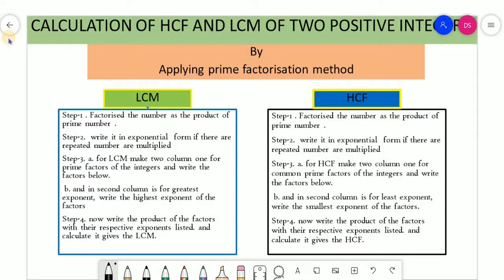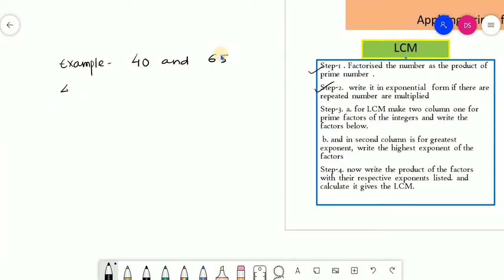Okay, first one, factorize the number as the product of prime numbers. If we want to calculate LCM, we first have to factorize all the numbers as the product of prime numbers, and the second step will be to write the product in the exponential form of the prime numbers. Now I am going to factorize it as the product of prime numbers.